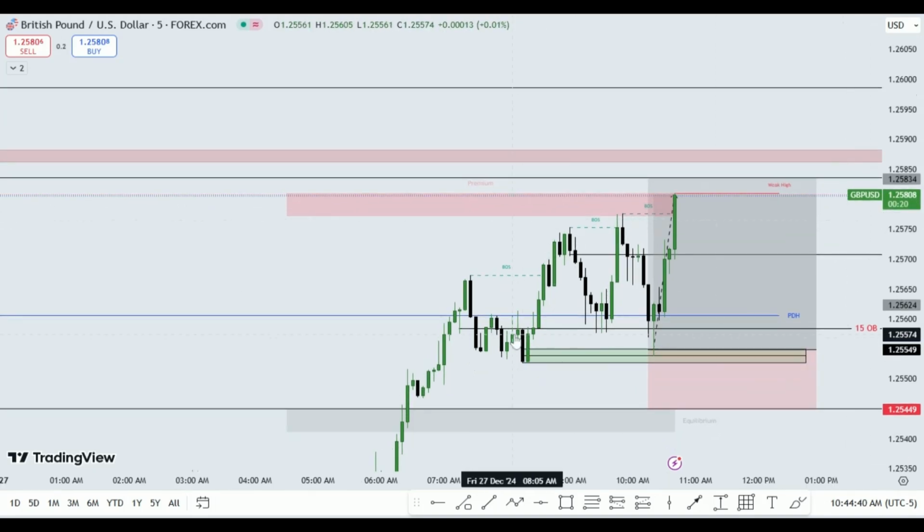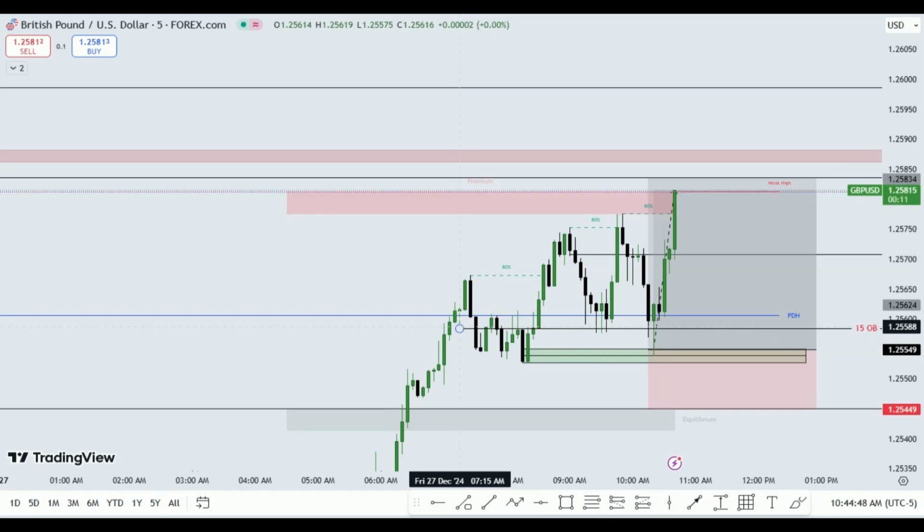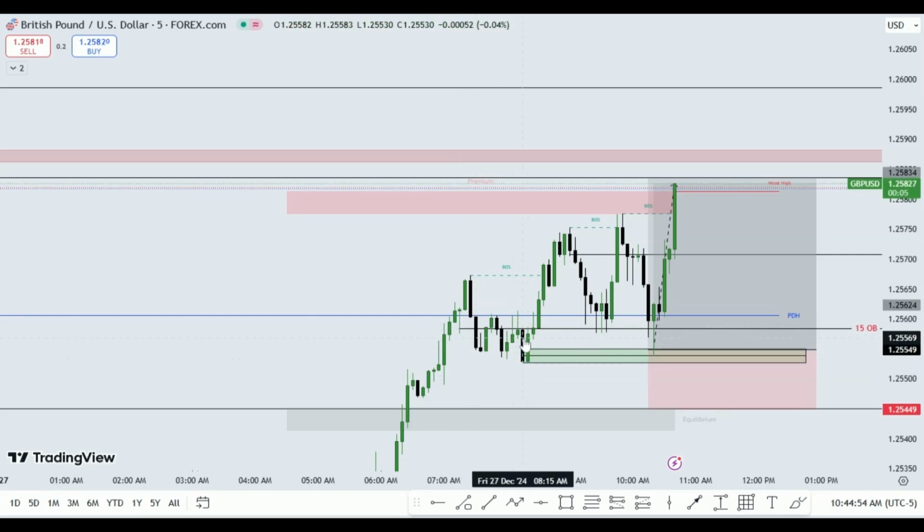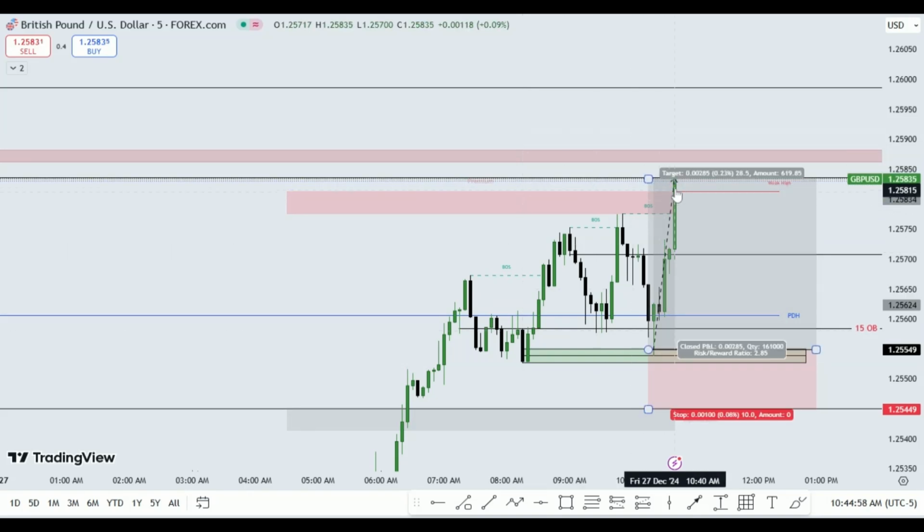As I already told you before, this is our 15 minute fair value gap, order block. This is our 15 minute order block, same thing as the 5 minute. Can you see? Same as the 5 minute order block. Can you see?